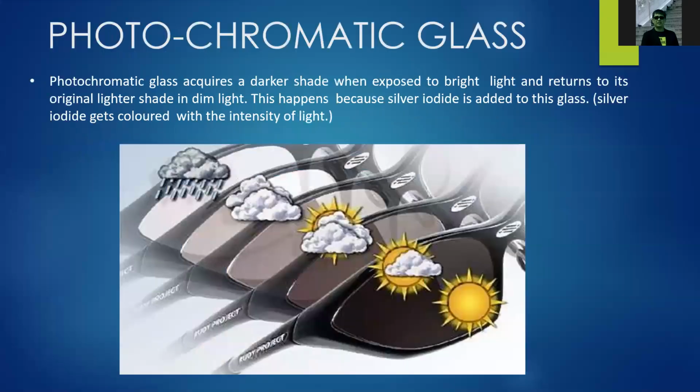Another one is the photochromatic glass. This photochromatic glass acquires darker shades when exposed to bright light, and it turns to its original lighter shades in dim light. This happens because silver iodide is added to the glass. Silver iodide gets colored with the intensity of light. So this silver iodide is the one that is added to the glass in liquid state, and then you can achieve this type of transformation, a photochromatic glass. This is commonly seen on some of our sunglasses or some of the eyewear that we commonly use.